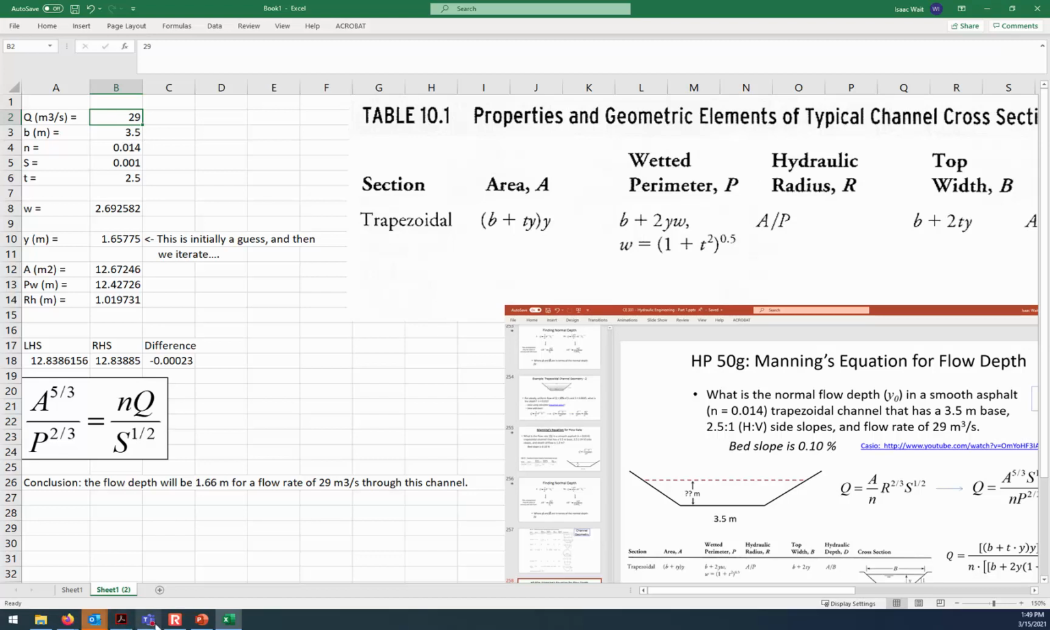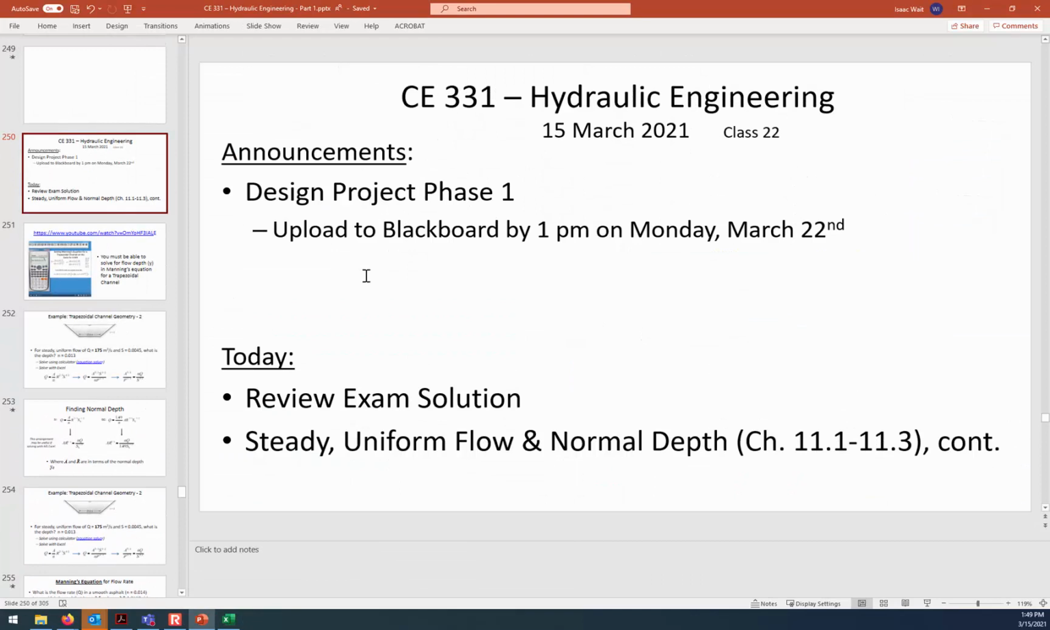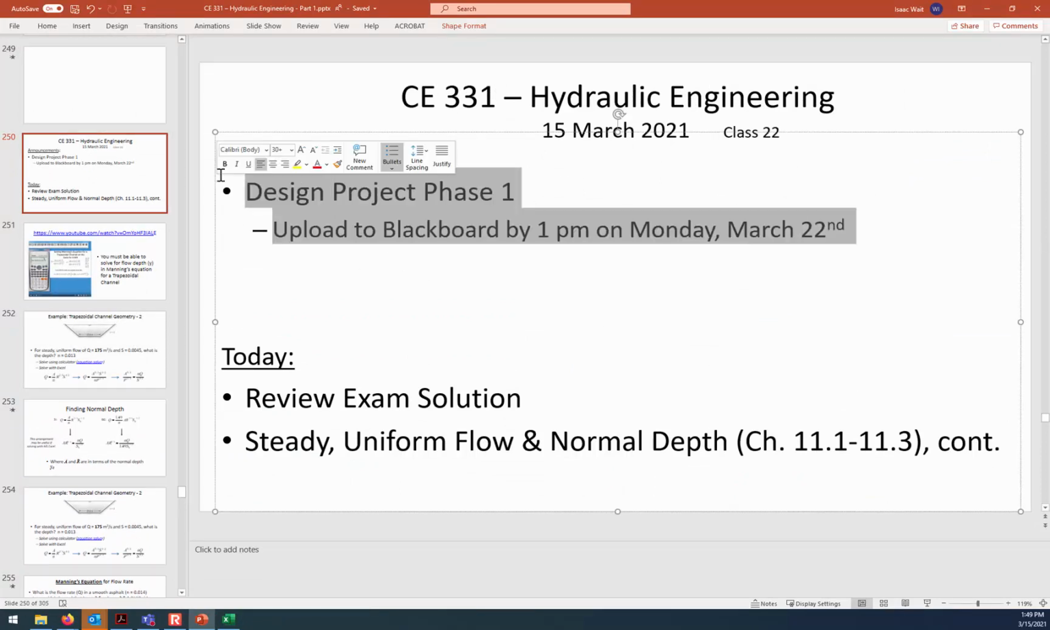We're out of time. Just in conclusion, remember that the design project is your next submission a week from today. So you should be thinking about how you turn area and different types of uses into flow rates.